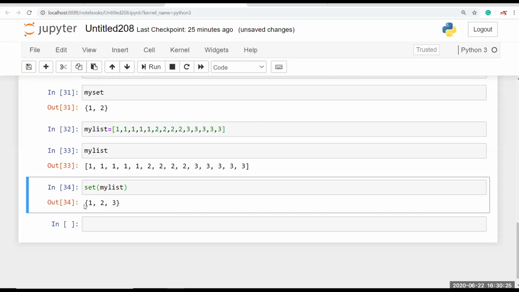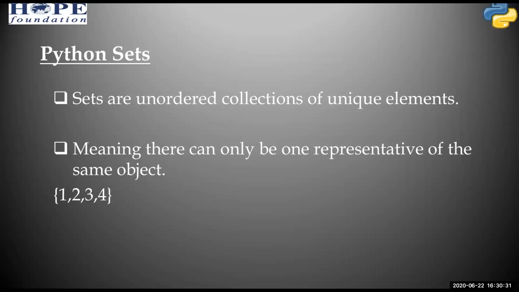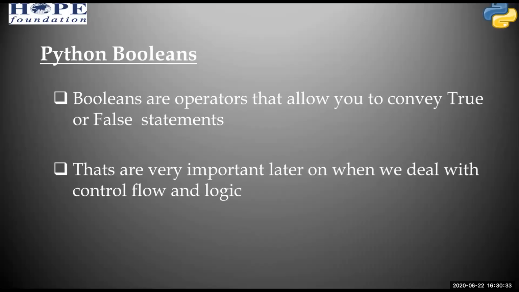Then we go with another topic. It is Boolean. Booleans are operators that allow you to convey true or false statements that are very important later on when we deal with control flow and logic. That means we will use these Booleans like true or false in comparative objects, and also in if or else statements. There is control flow.